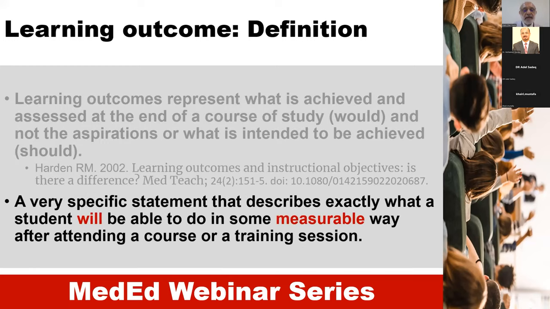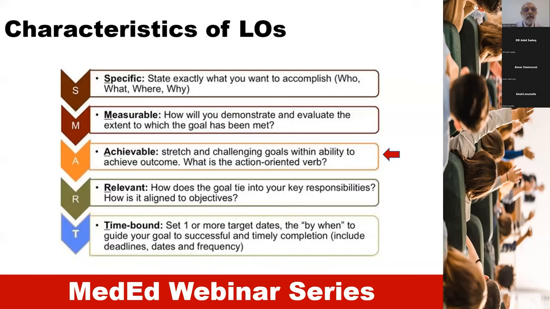This statement differentiates between learning outcomes and learning objectives. A learning outcome is a very specific statement that describes exactly what a student will be able to do in some measurable way after attending a course. Learning outcomes are described as SMART, that is specific, measurable, achievable, relevant, and time-bound, and they are described by using action verbs.